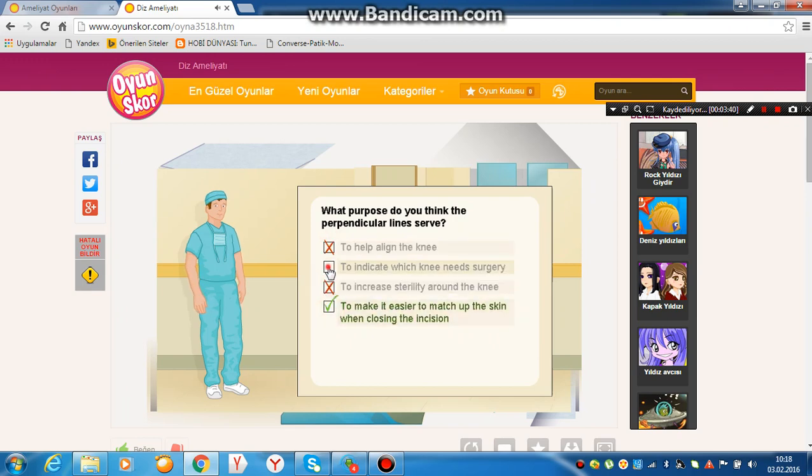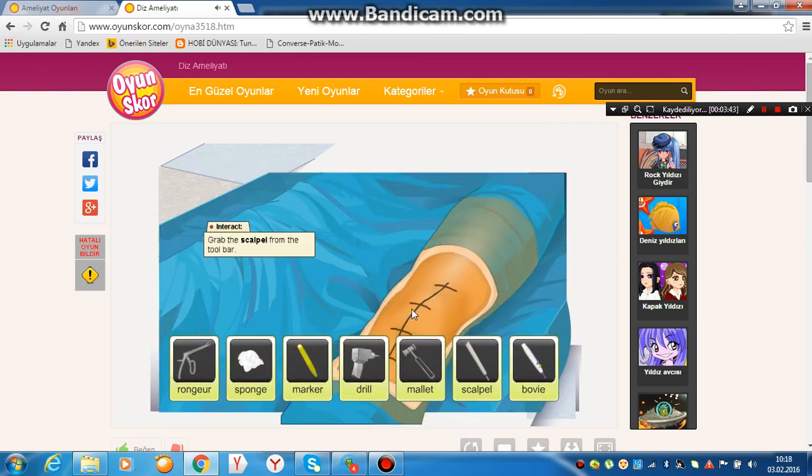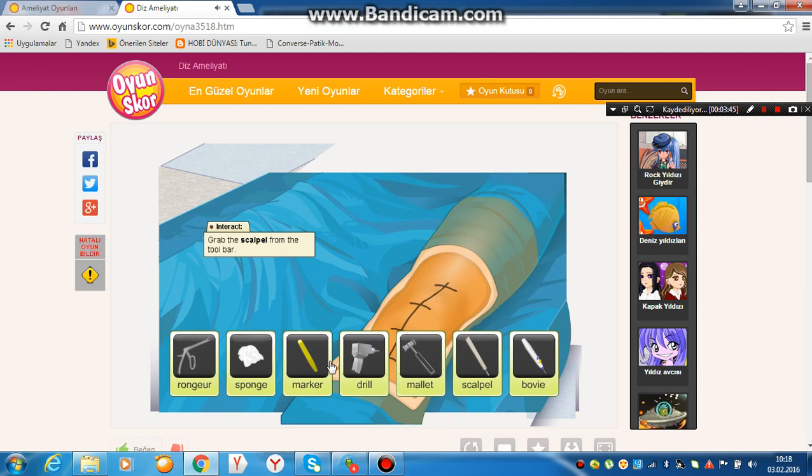Outstanding. Now for the incision. Take the scalpel and cut the skin following your markings.